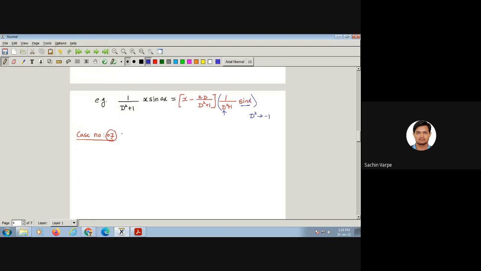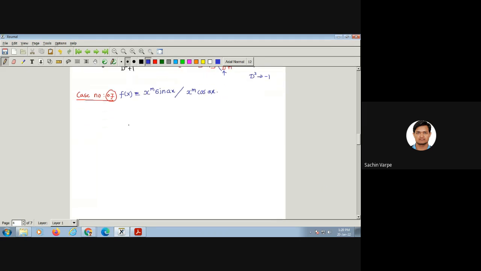It says when the right hand side function is of the form x raised to m sine ax or x raised to m cos ax. That's it. ठीक है. तो what this case says, तो पहले तो इसको डिस्कस करने के लिए थोड़ा सा पीछे जाते हैं हम. पीछे मीन्स वी डिस्कस सम बेसिक्स ऑफ कॉम्प्लेक्स.